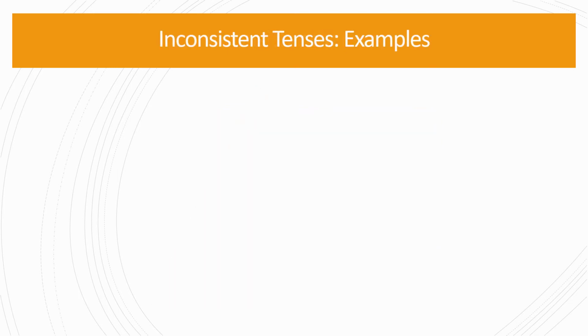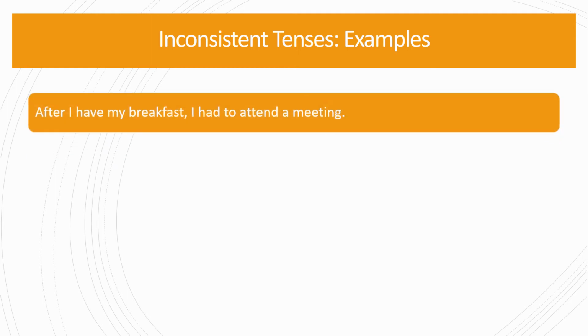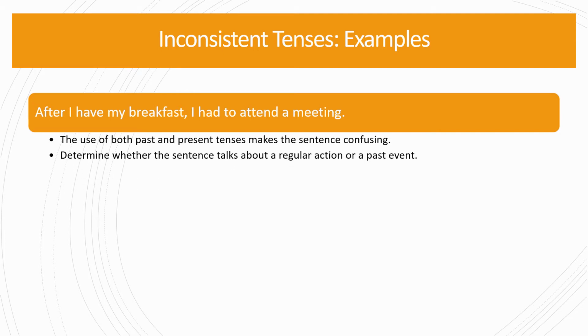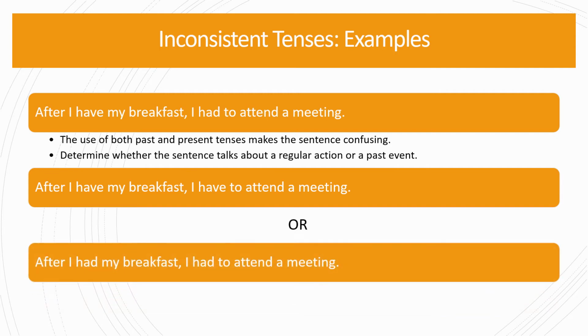Now, let's discuss one example. In this sentence, after I have my breakfast, I had to attend a meeting. The use of both past and present tenses creates confusion. You will need to determine whether the sentence talks about a regular action or a past event. There can be two correct choices here. After I have my breakfast, I have to attend a meeting. Or, after I had my breakfast, I had to attend a meeting. Choose the correct option depending on the writer's meaning and context.